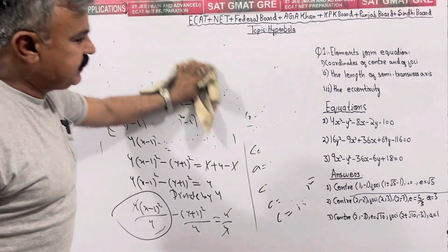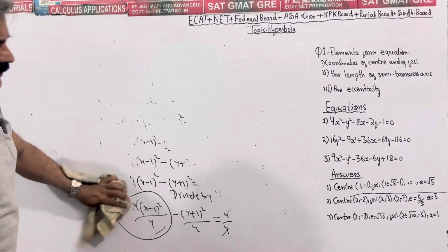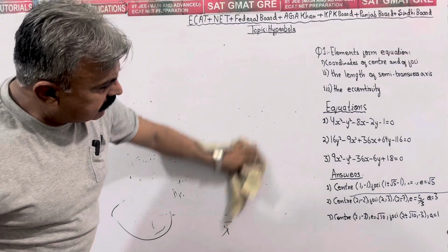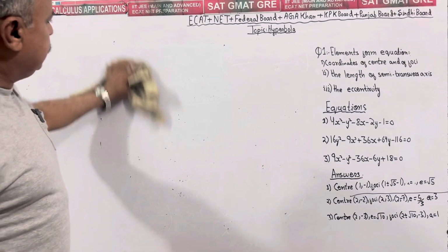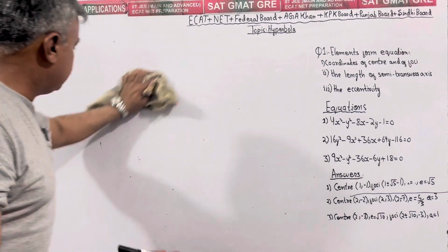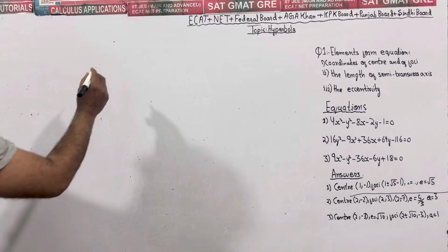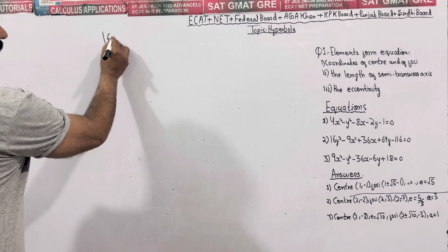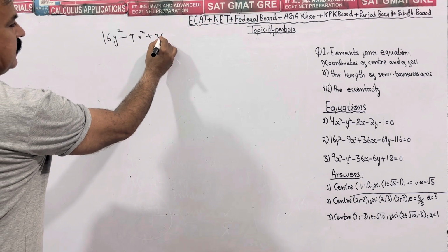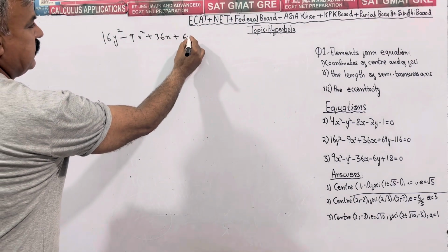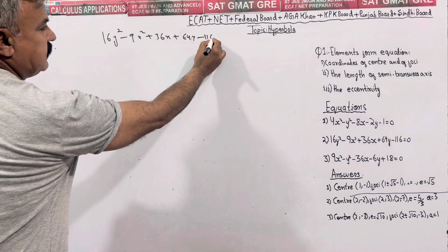Question number 2 is 16y square minus 9x square plus 36x plus 64y minus 116 is equal to 0. Find the coordinates of center, foci, semi-transverse axis and eccentricity. Let me write 16y square minus 9x square plus 36x plus 64y minus 116 is equal to 0.